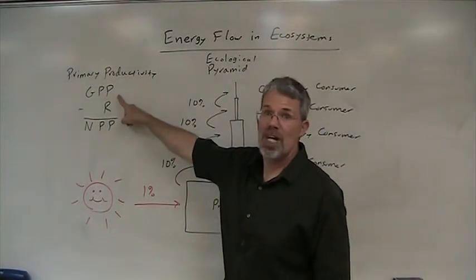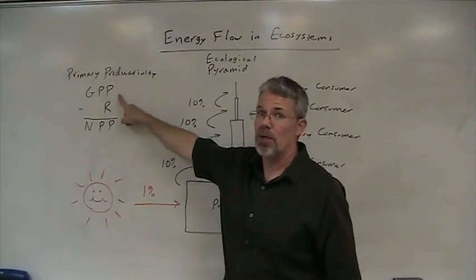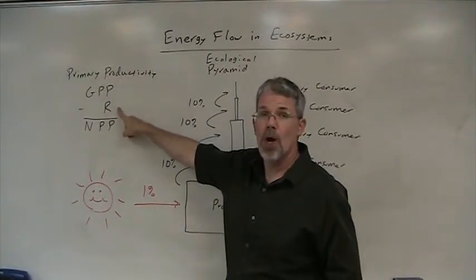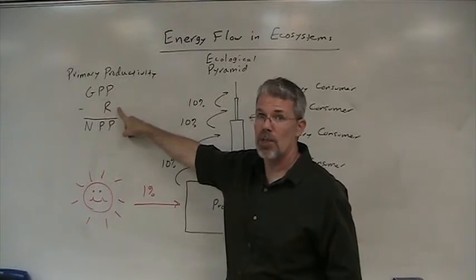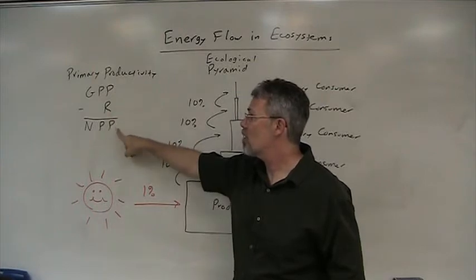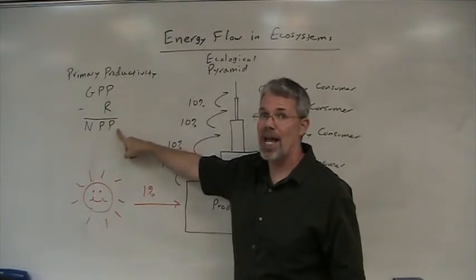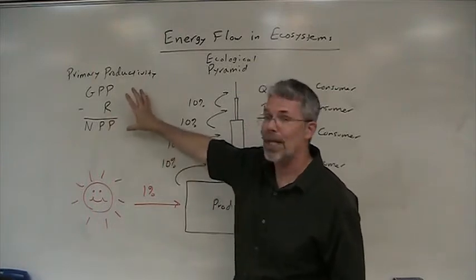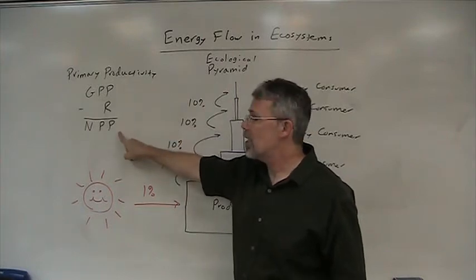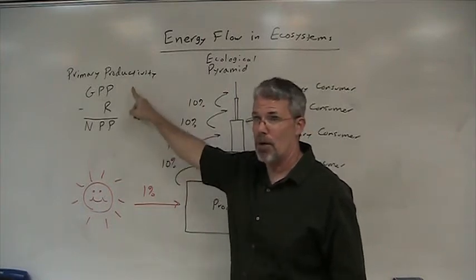So we have the GPP, or gross primary productivity, which is the total photosynthesis rate. We have to subtract what the plants and other organisms are going to use in respiration, R for respiration, and what's left over is the NPP, or net primary productivity. So if we're talking about plants, only the net is available for herbivores, not the gross.